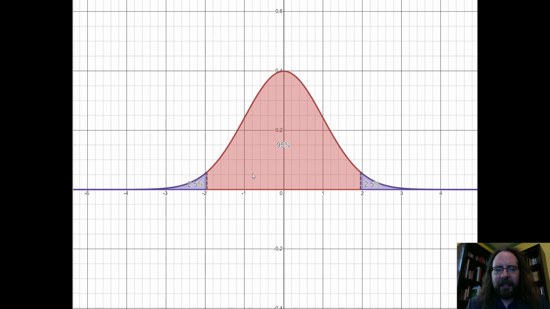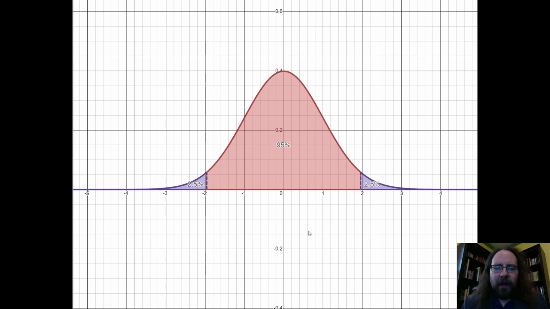So the key here, though, is that we're really looking for the middle 95%, which leads us to the question of what percent is in each of the two tails. Well, it has to be whatever's left over divided by 2. So each of the two tails has 5% divided by 2 in it. So each tail has 2.5%.